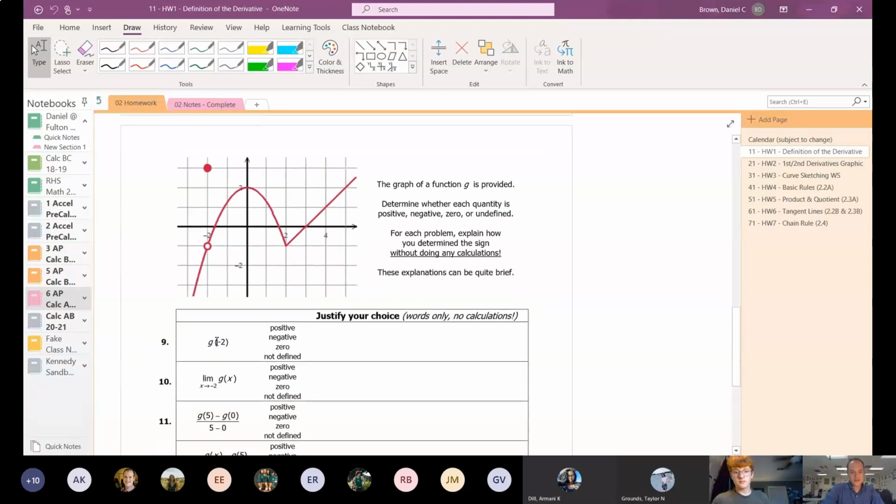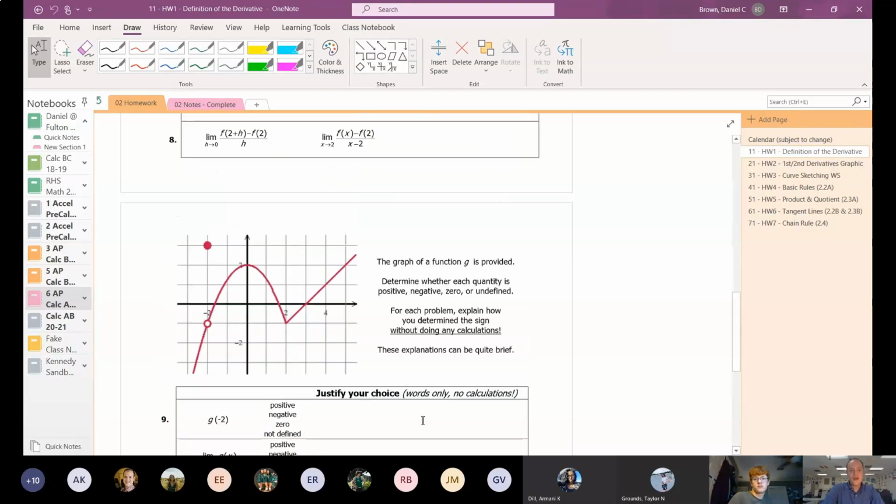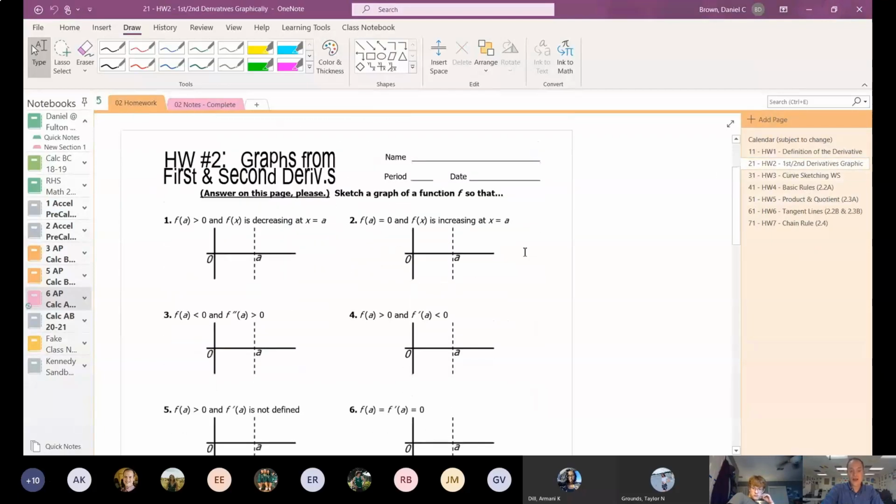So I give you something, and you tell me whether it's positive, negative, 0, not defined, and then a brief justification. I don't think this homework takes you too long, but this homework is also super important because this first homework lays the foundation for the rest of the unit, especially what we're going to start doing tomorrow. We actually have to graph a function based off of provided information about the derivative. So that is where I'm going to go ahead and end notes.